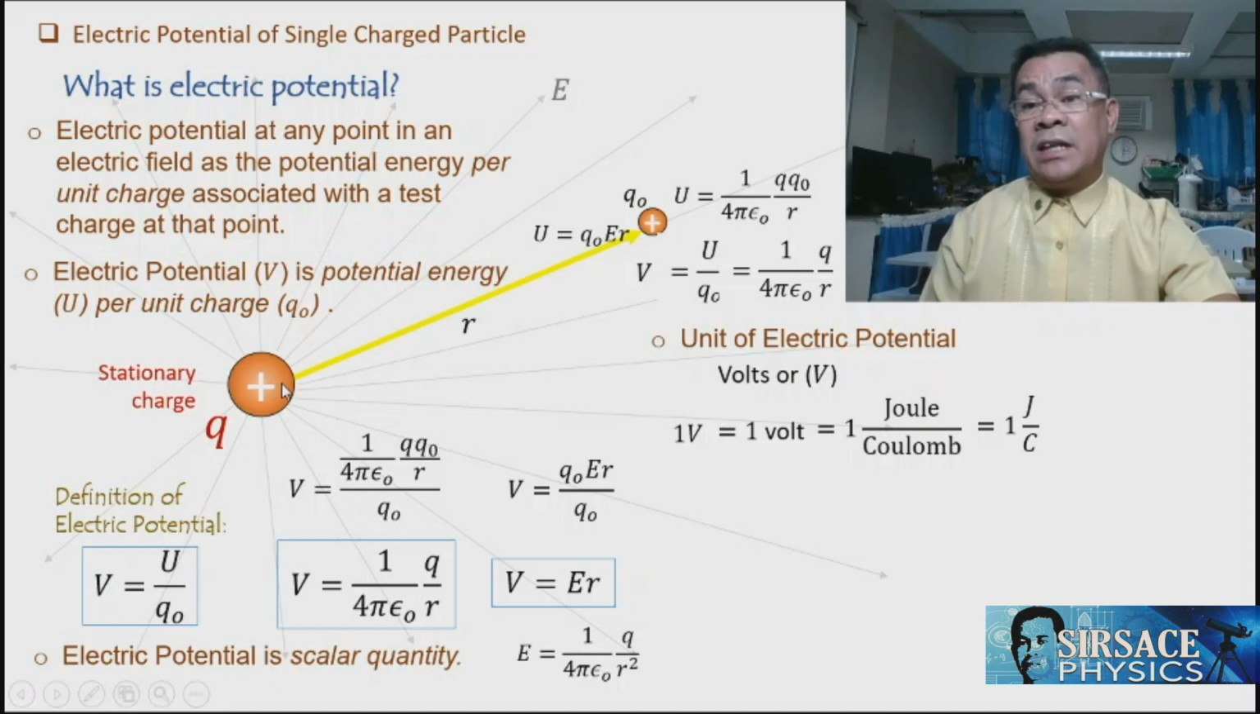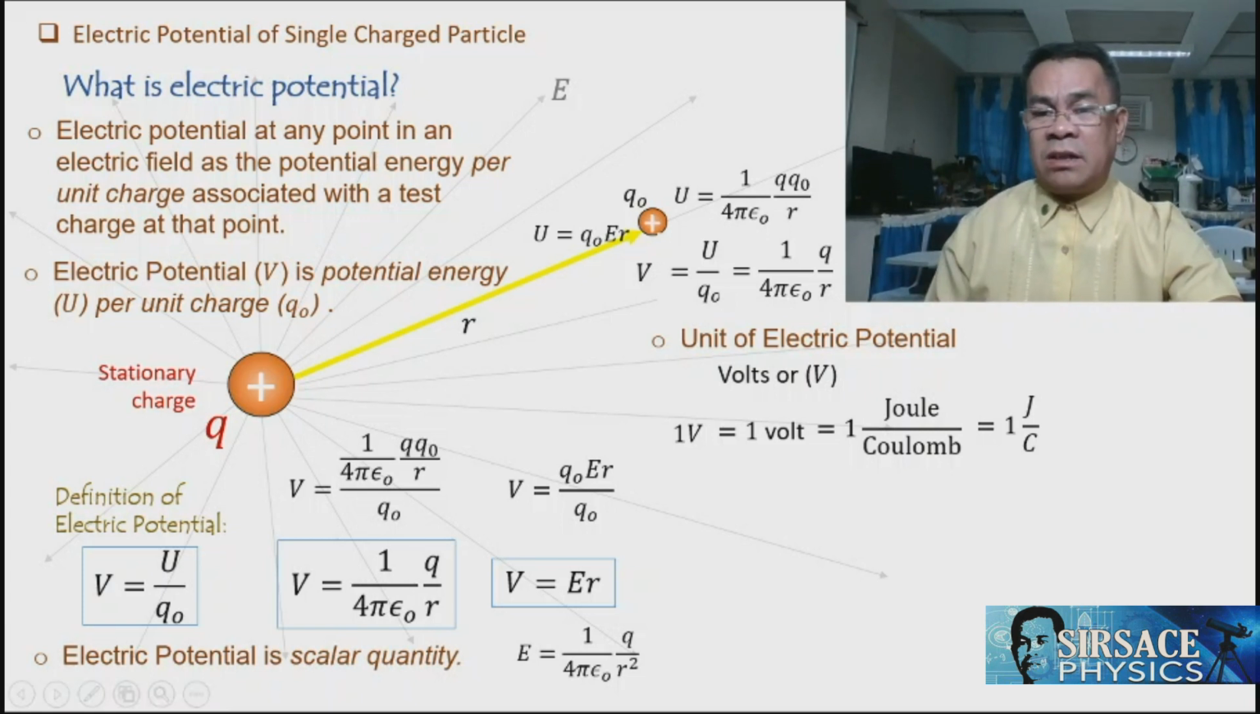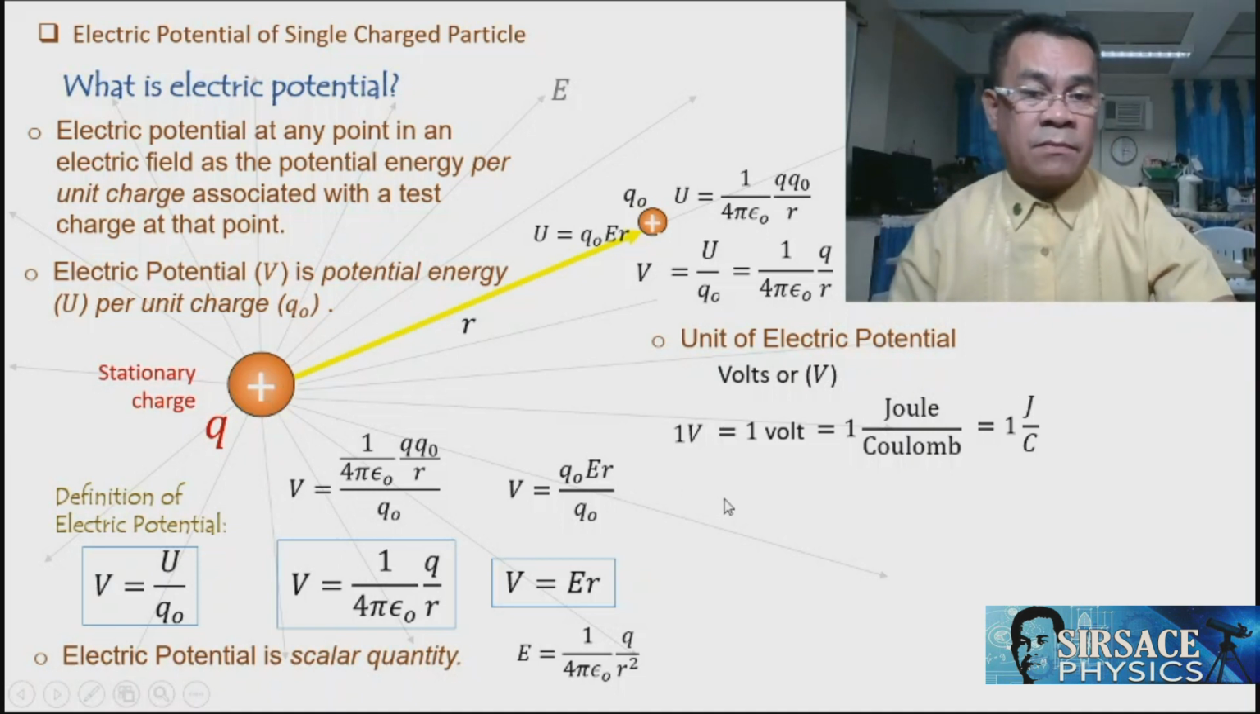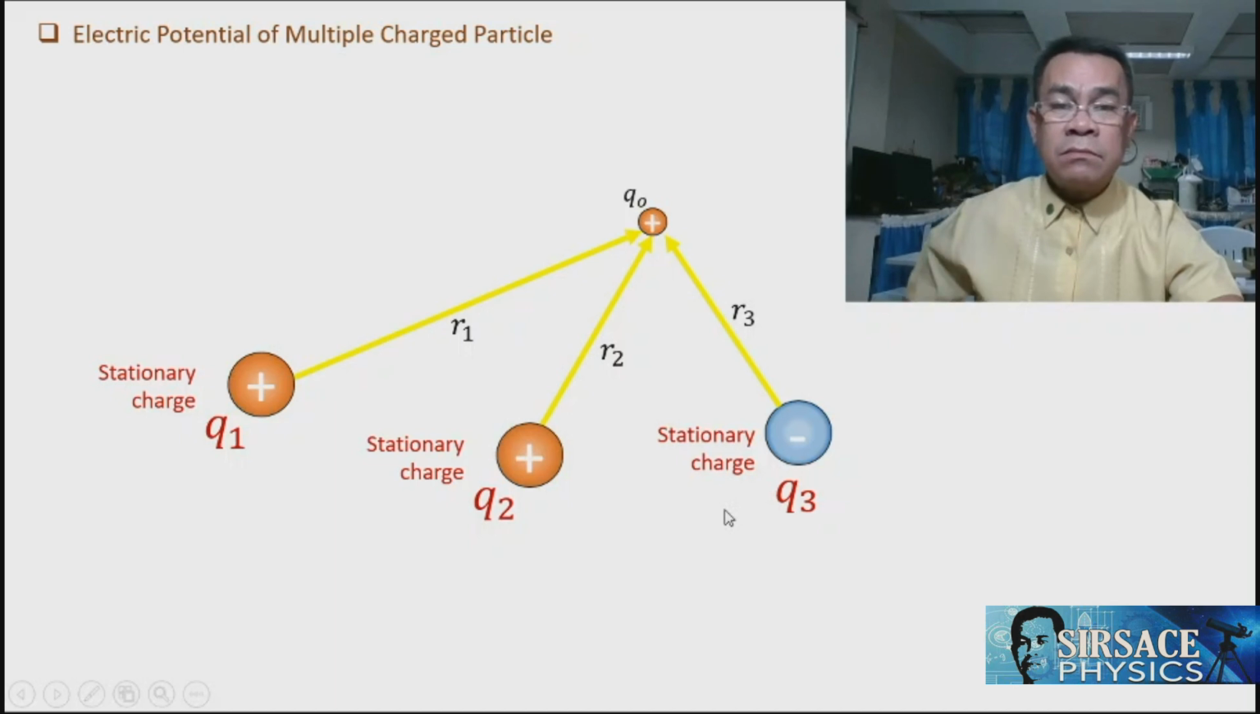But the electric potential inside is the same as the electric potential at the surface. So the minimum R that can be used to calculate this formula, the electric potential, is only the radius of the sphere. Okay, so that's very clear.